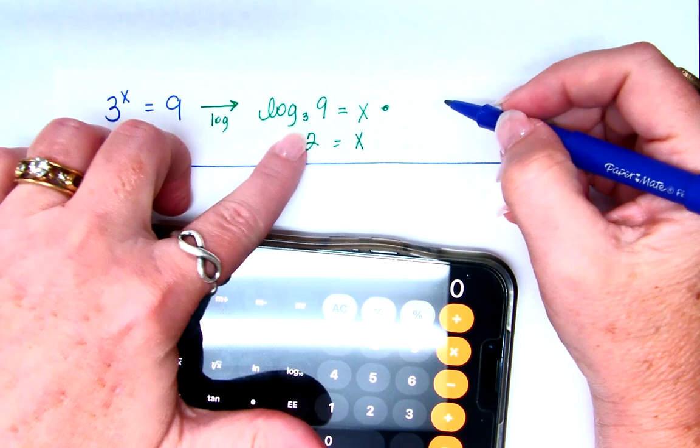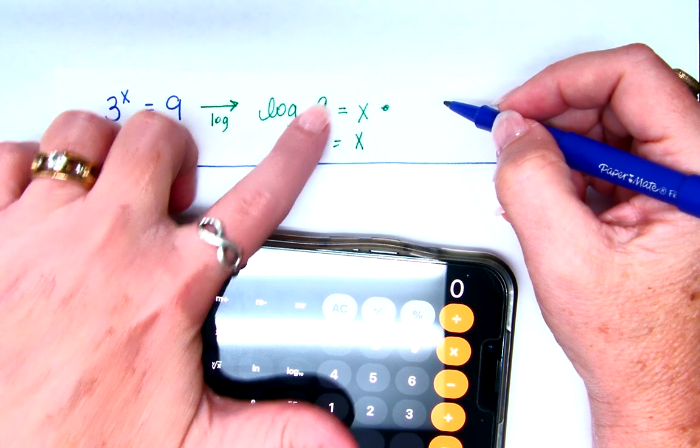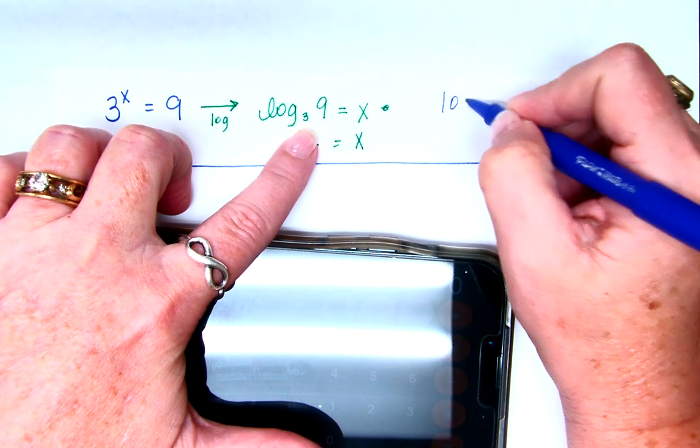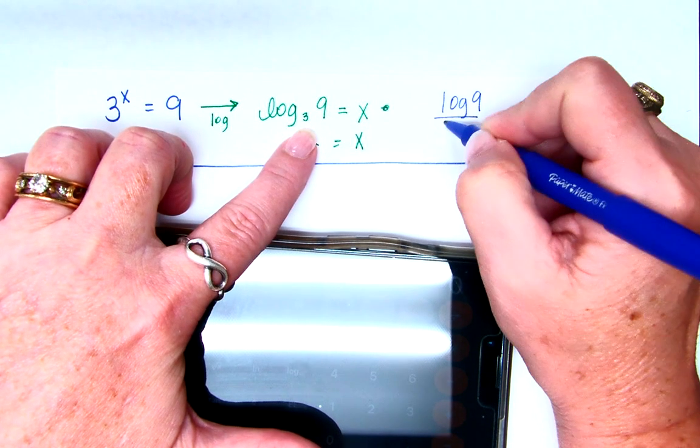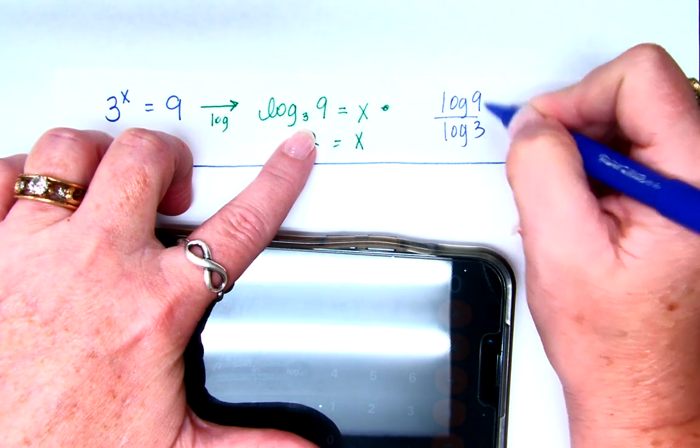Okay. Here's what you have to do. Look at the problem right here. Log base 3 of 9. Here's what you have to do. Log of 9 divided by log of 3. Now, where do those two numbers come from?